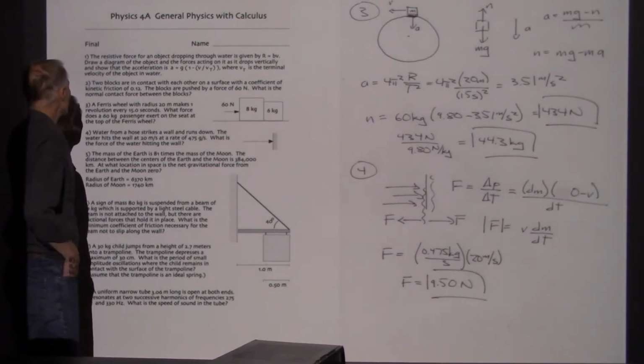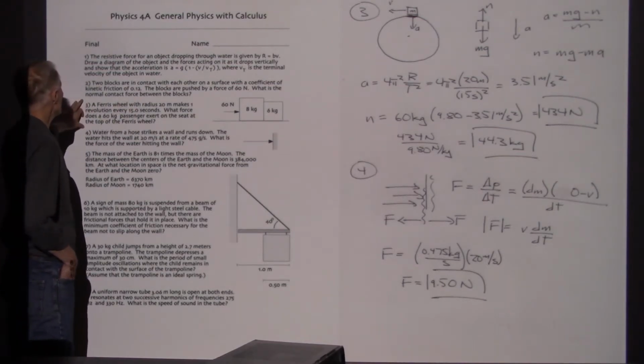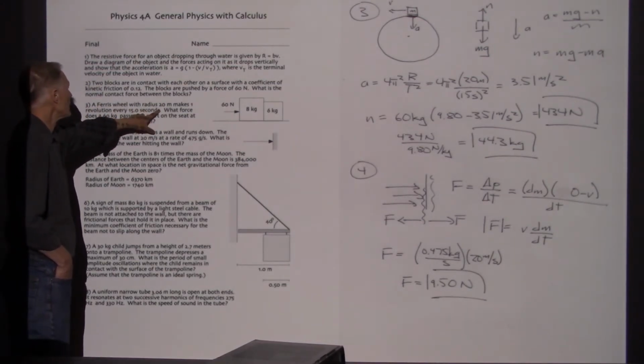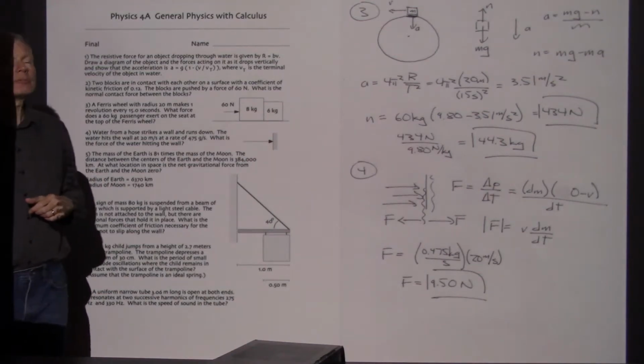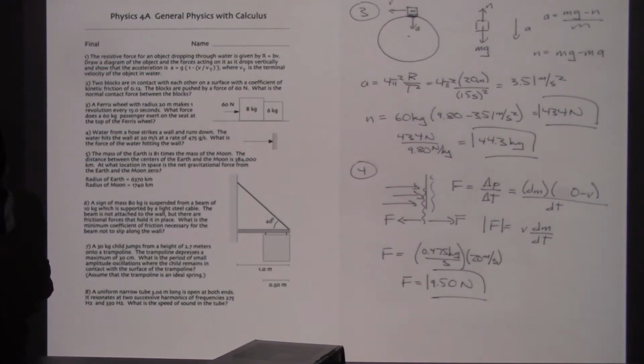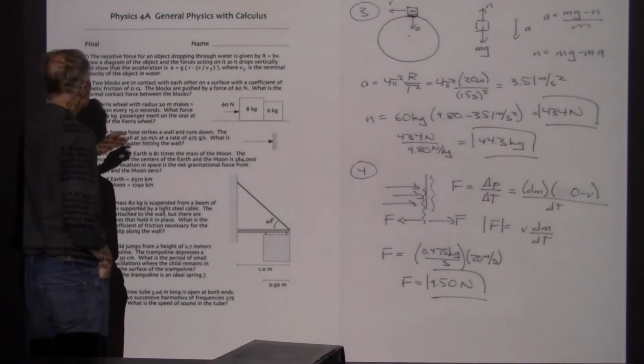Problem 3, we have a Ferris wheel. There's not a diagram here. There's a Ferris wheel. It's got a radius of 20 meters. So 20 meters. Yeah, that sounds pretty fun. So 40 meters up. That's really high, right? That's like a 10-story building or something. So it's a good sized Ferris wheel.